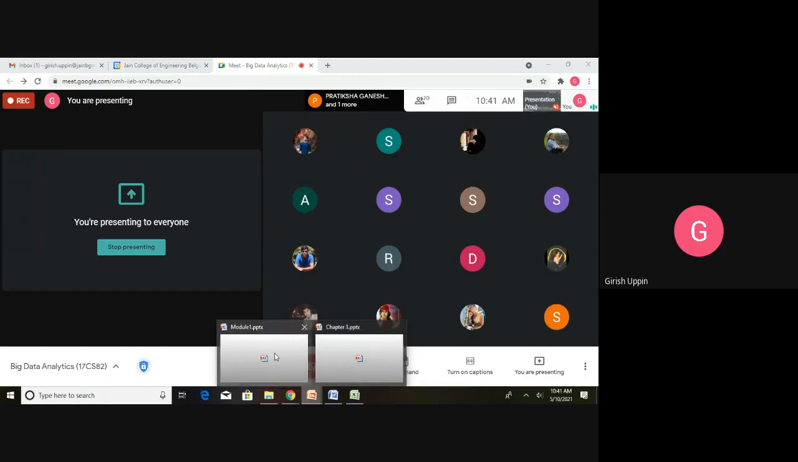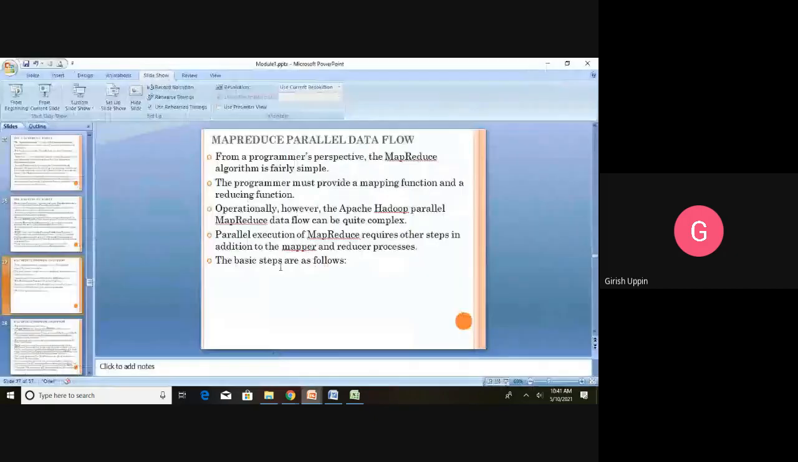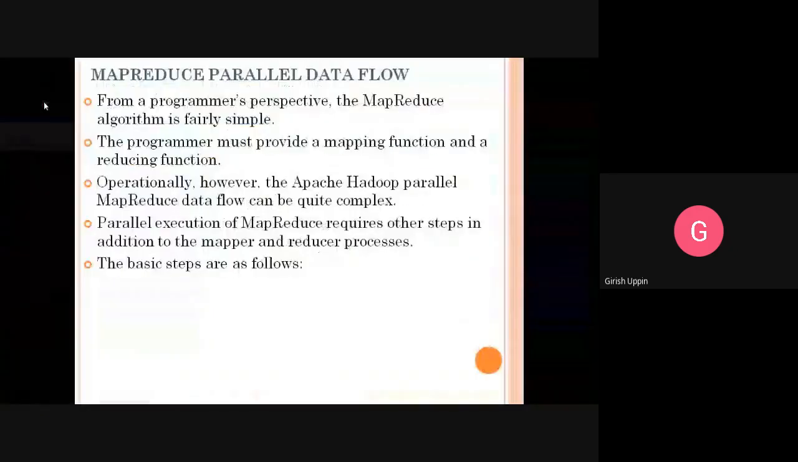Now that is a simple demo. If we run the same thing in parallel, in a parallel file system, for example HDFS, there can be multiple mapper functions and multiple reducer programs. They will be working on large data to make the processing much faster. So, MapReduce parallel data flow.